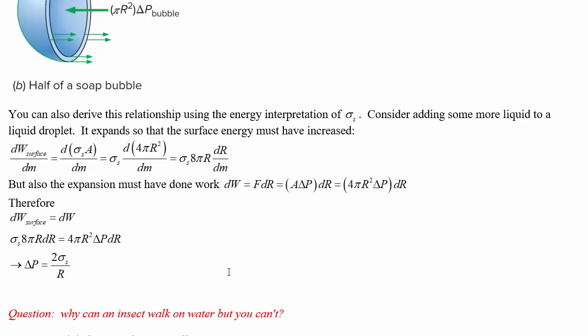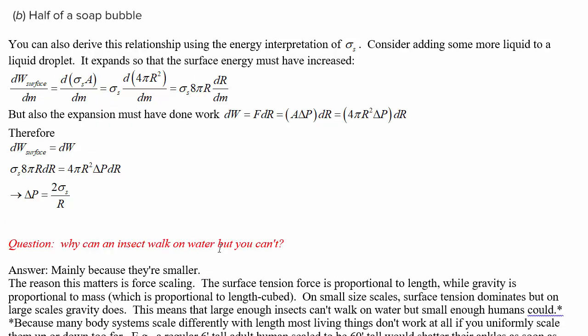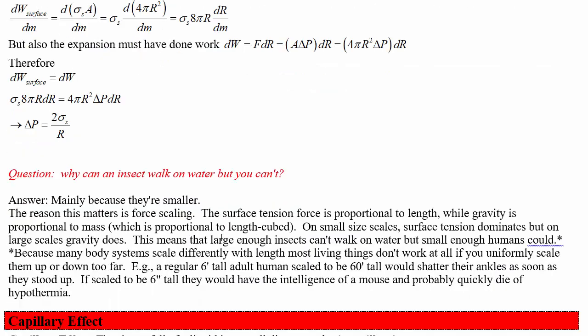All right, question. Why can an insect walk on water, but you can't? Aren't you both subject to the same surface tension? Well, it's mainly because they're smaller. The reason for this is force scaling. Surface tension is proportional to length, while gravity is proportional to mass, which is proportional to length cubed. So how tall is an insect? Maybe a couple of millimeters. And how tall are you? Maybe a couple of meters.